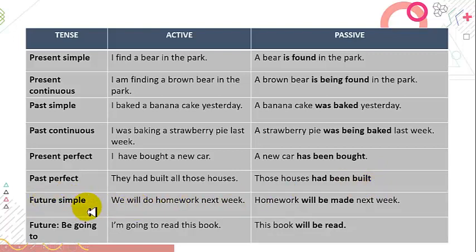Then we have future simple. We will do homework next week. Homework will be made next week. In future, with be going to, I'm going to read this book. This book will be read. Okay? So we have will, then be in future, and the verb in past participle.